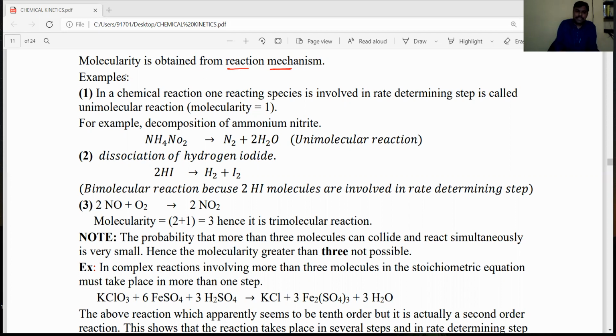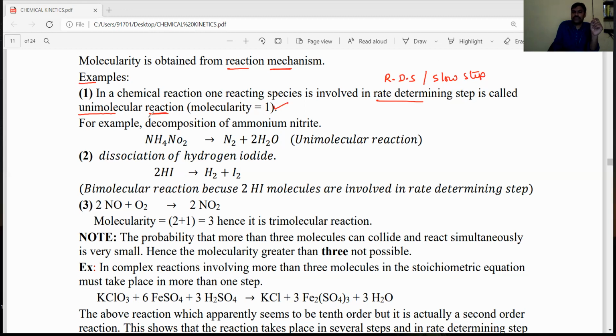Okay, let's see the examples for molecularity, dear students. I already said the molecularity may be 1, 2 or 3. In a chemical reaction, if one reactant species or one reactant molecule is involved in the RDS, the rate determining step, or slow step, in a reaction mechanism, then it is known as a unimolecular reaction. So the molecularity is 1.